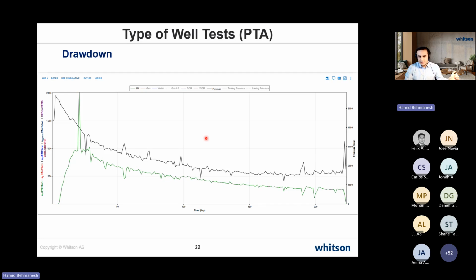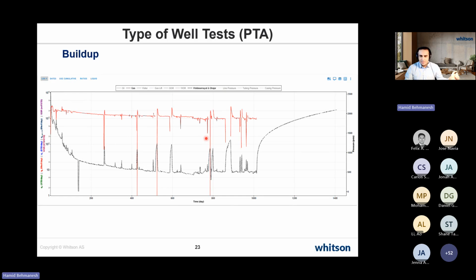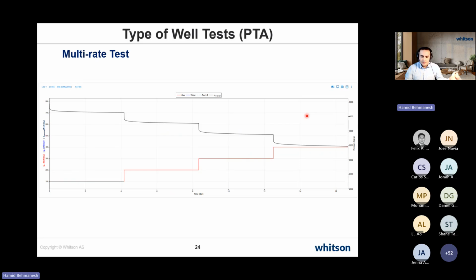This is a drawdown test, very familiar in the RTA world. This is a build-up test. We're going to focus on analyzing this part of the data. This is the multi-rate test. Mainly it is good for conventional, millidarcy-type permeability.